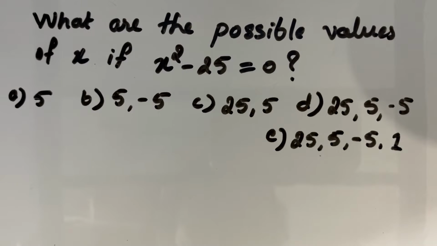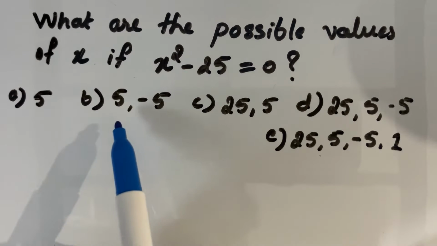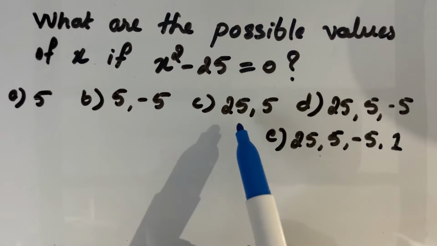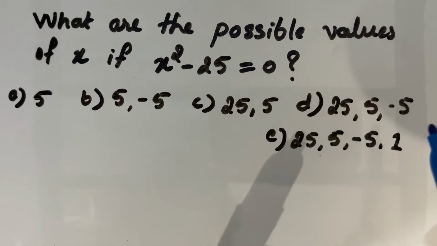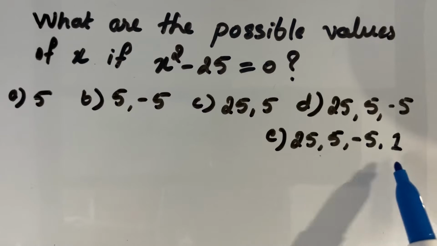What are the possible values of x if x square minus 25 is equal to 0? Options are 5, or 5 and minus 5, or 25 and 5, or 25, 5 and minus 5, or 25, 5, minus 5 and 1.